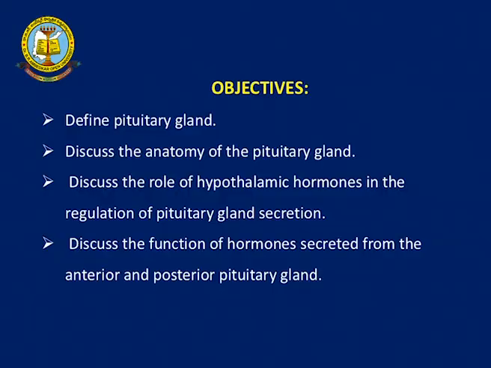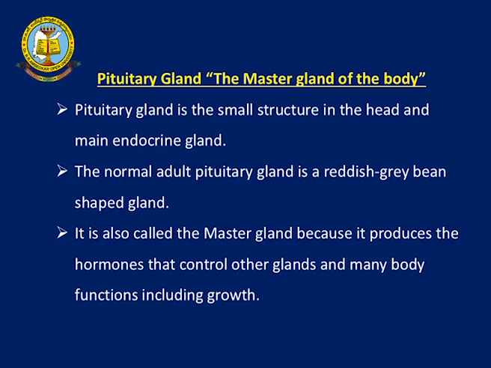The objectives are to define the pituitary gland, discuss the anatomy of the pituitary gland, discuss the role of the hypothalamic hormones in the regulation of pituitary gland secretion, and discuss the function of the hormones secreted from the anterior and posterior pituitary glands. The pituitary gland is the master gland of the body. It is a small structure in the head and the main endocrine gland. The normal adult pituitary gland is a reddish gray, bean shaped gland. It is also called the master gland because it produces hormones that control other glands and many body functions, including growth.